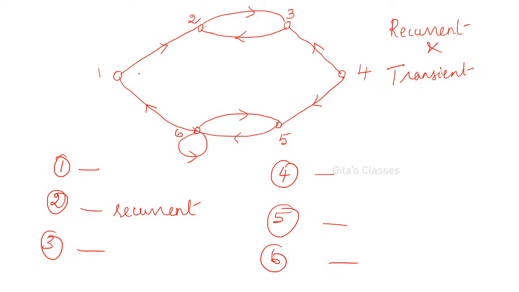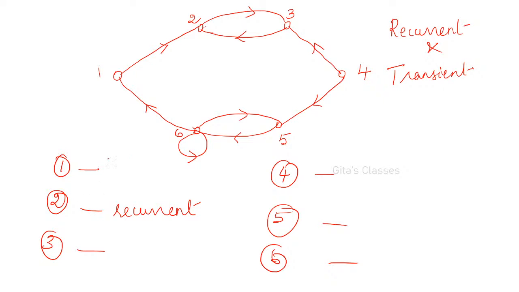Yeah, 5 and 6 are recurrent. Correct. Very good. 2, 3, 5, 6. Wait. Correct, your guess is right, but there is a small twist. Wait. What about 2 and 3? What about 1?